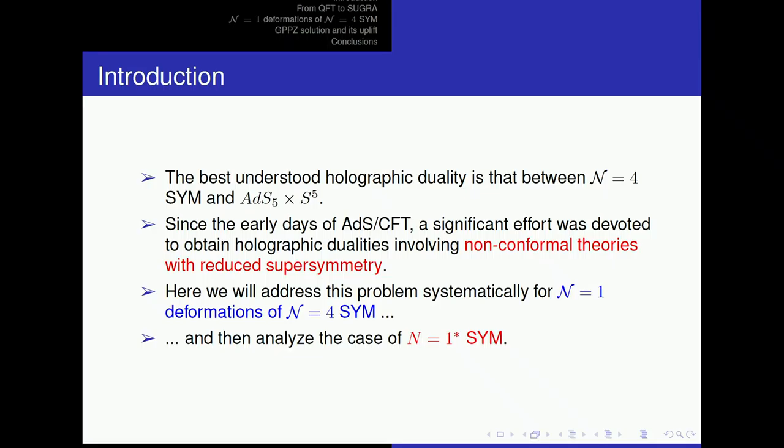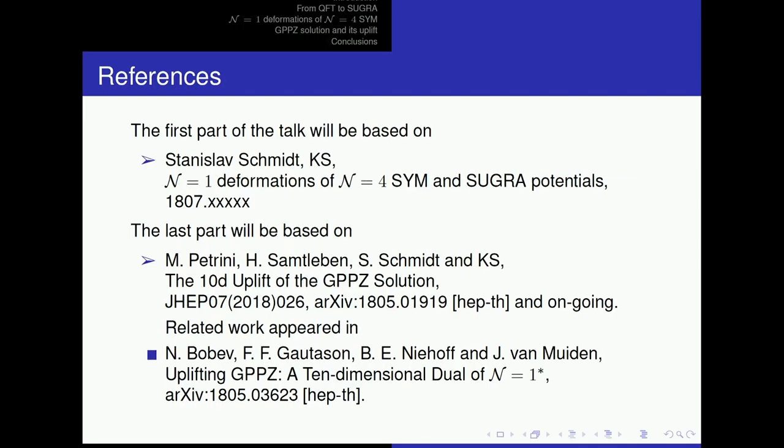Before I move on to the discussion, here are the references. The first part will be based on a paper with my student Stanislav Smith that should appear hopefully this month. The last part, which is about the N=1* theory and the uplift to 10 dimensions, will be based on a paper that appeared last month, plus ongoing work. I should also say that a work appeared simultaneously by Nikolai and his collaborators. Nikolai is sitting there. I encourage you also to read both papers and discuss with both of us.